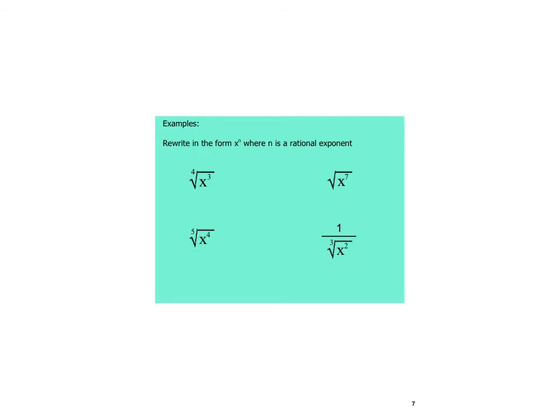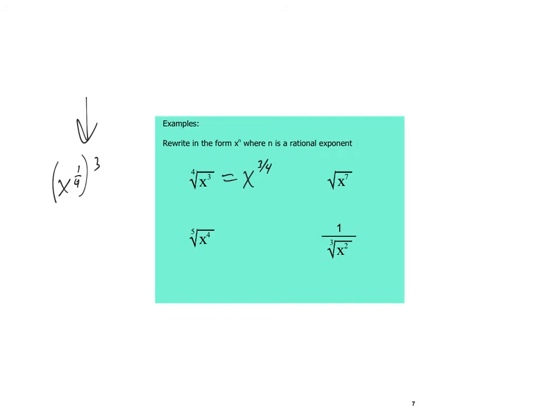So if I have the x cubed with the 4th root, again, now the cube is there and the 4th root is the denominator. So that would just be x to the 3/4. And again, I could write this as x to the 1/4 cubed. So keep that in mind. This will be helpful moving forward.